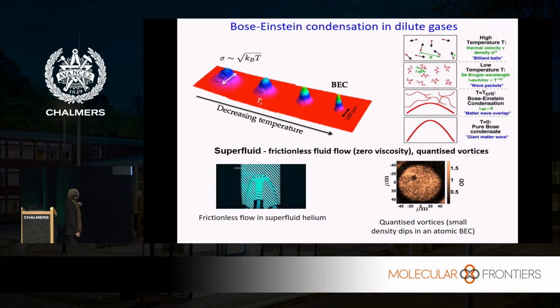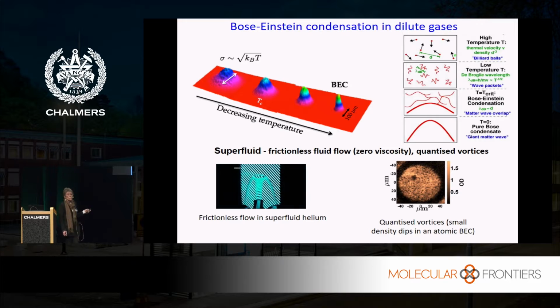So we can look at the shape of the atoms as the temperature is going down, and all of a sudden we'll have this humongous peak sticking up, and we'll know that that describes a Bose-Einstein condensate, and that means that this thing is my giant wave.